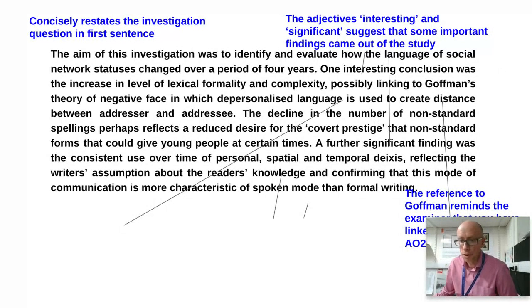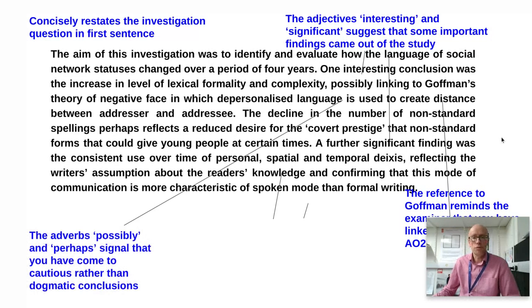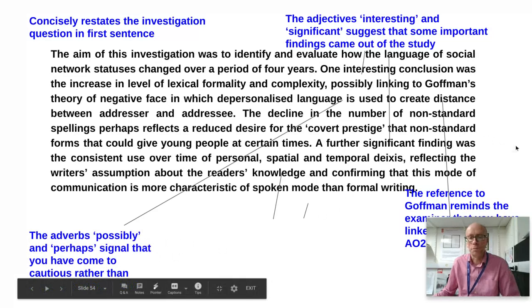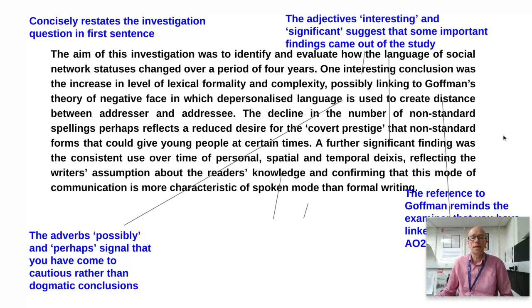We've got the reference to Goffman here, the linguistic superhero Goffman. And this reminds the examiner that you linked your observations to AO2, i.e. concepts and theories. What else have we got? We've got these little adverbs like "possibly" and "perhaps". And what they do is they signal that you are being cautious rather than dogmatic in your conclusions. And guess what? Cautious conclusions, that's what is in the criteria for A and A star.